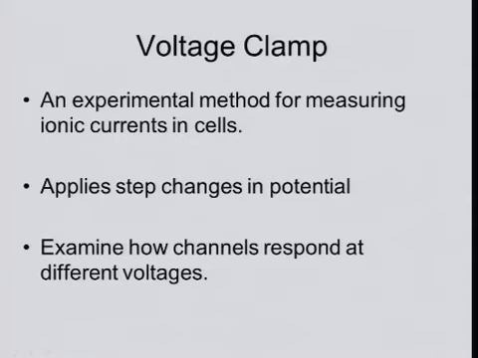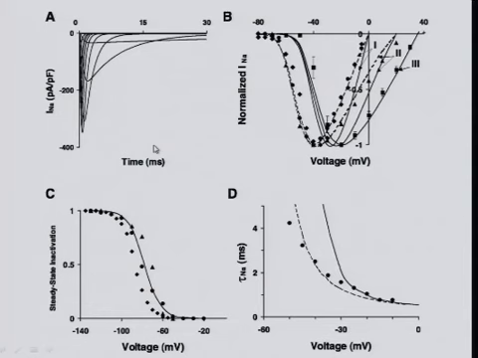How do we know this? How do we measure these types of things? Well, we do that through an experimental process called voltage clamp. It's an experimental method for measuring ion currents in cells. Rather than let things run around as action potentials all the time, it applies step changes in potential, controls the membrane potential very, very tightly, and examines how these channels respond at different voltages. So you have the voltage constant and the time-dependent properties are observed.